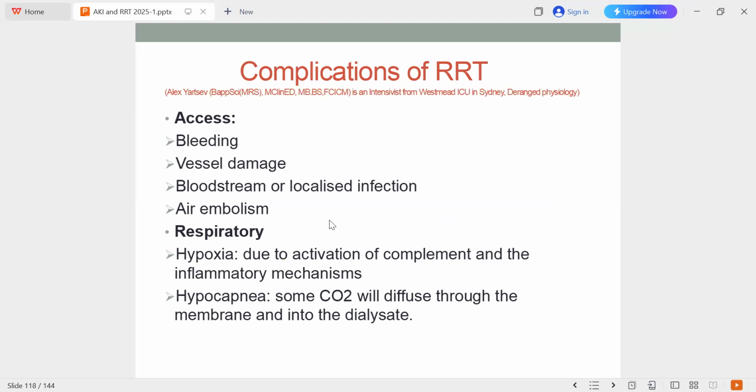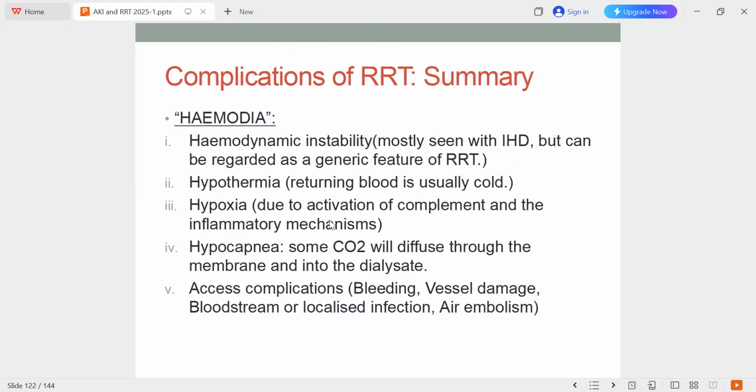You can look at the complications variedly and widely, looking at the access, the respiratory, but let's just go to these mnemonics that I coined. So complications of renal replacement therapy, you can use HEMODIAL. Number one, hemodynamic instability, which is mostly seen with intermittent hemodialysis, but it can be regarded as a generic feature of renal replacement therapy.